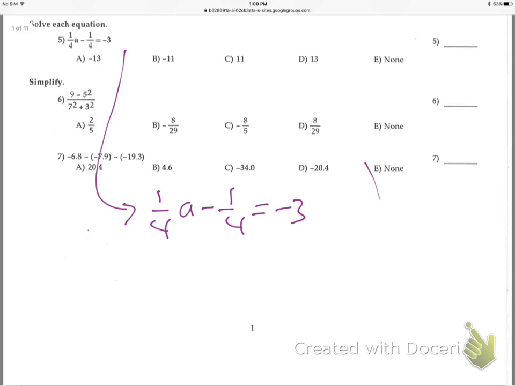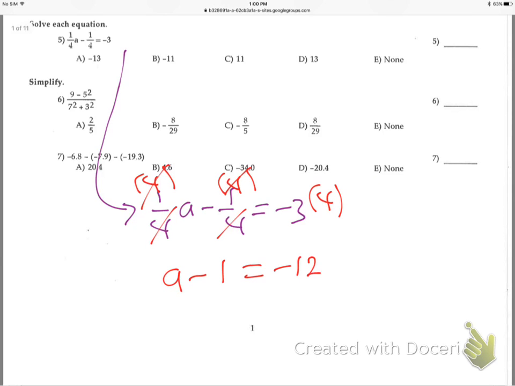Denominator, fractions, what do you always do? Multiply through. And I'm only doing the top. That's the hitman, kills denominators. Cancel. What do you got? A minus 1 is minus 12. No more fractions. Take them out. Add 1 to both sides. A is minus 11. Good on that? Questions on that one?